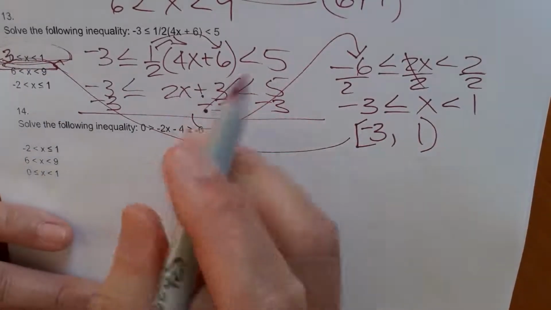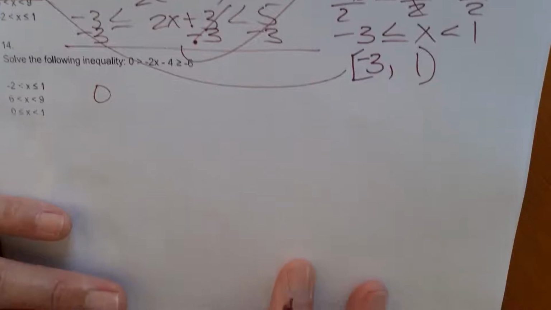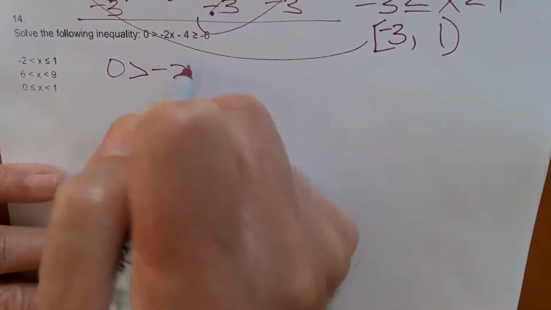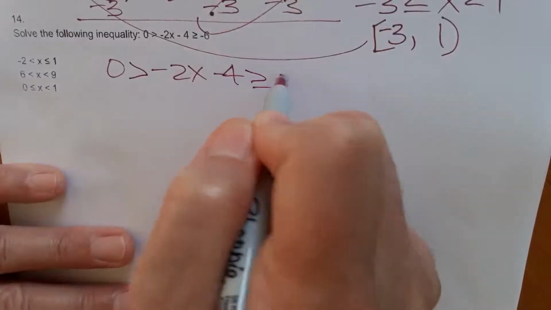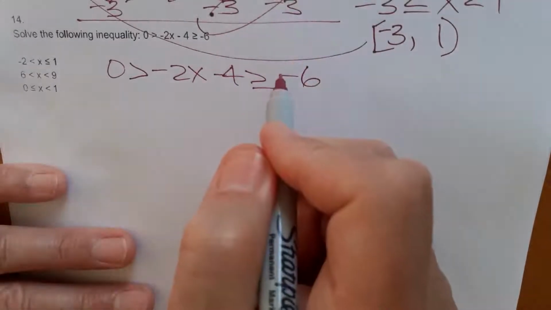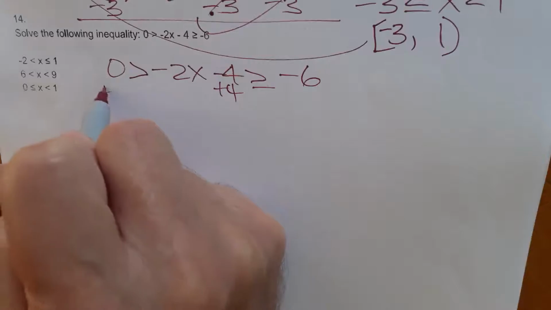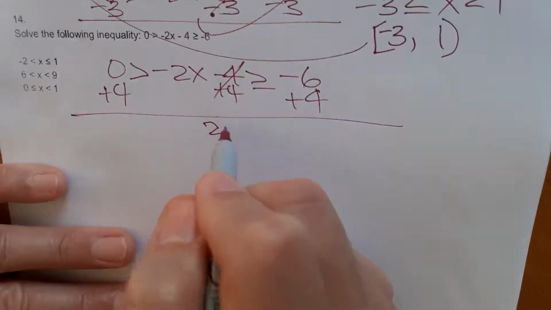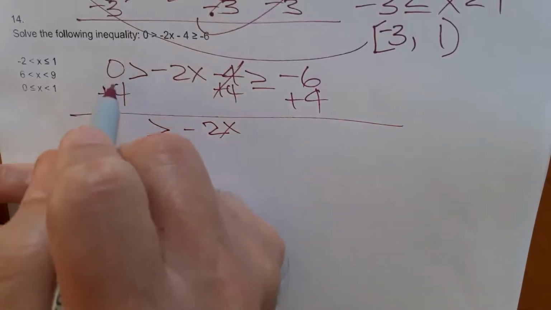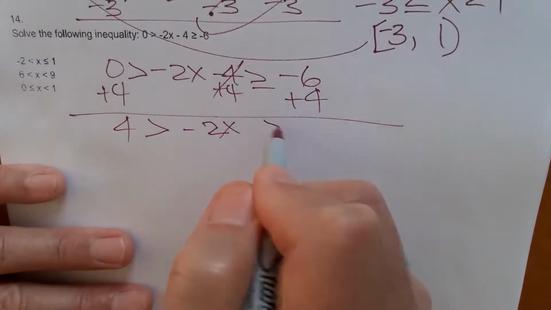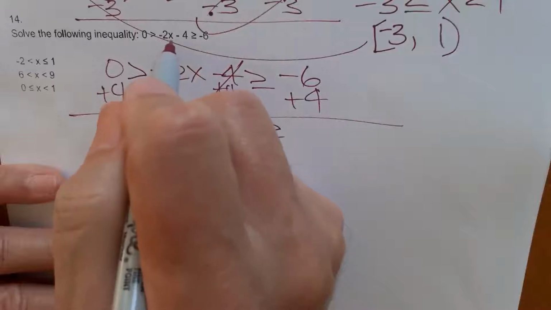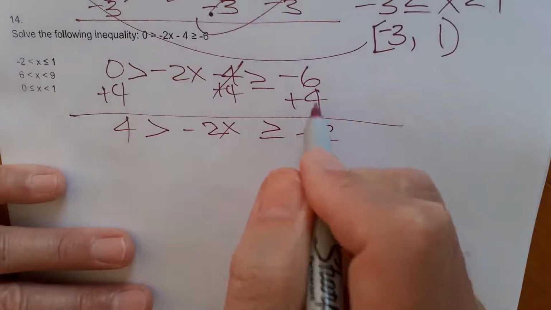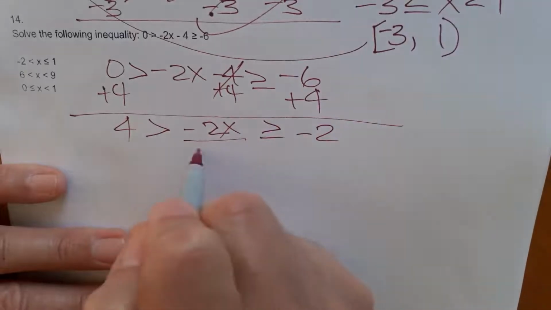All right, solve the following inequality. 0 is greater than negative 2x minus 4, which is greater than or equal to negative 6. So let's add 4 to all sides. Negative 2x is less than 0 plus 4, which is 4. This is greater than or equal to, just checking quickly my signs, it should be negative 2x here because it's plus 4, divided by negative 2.